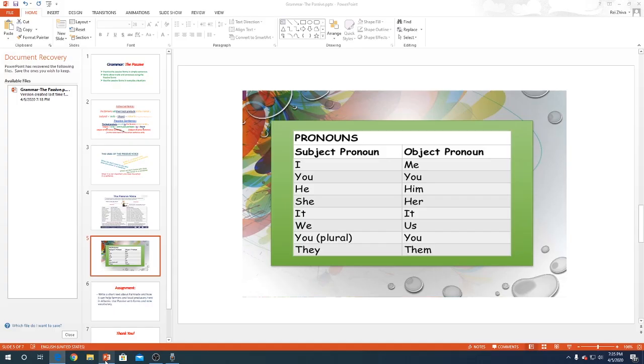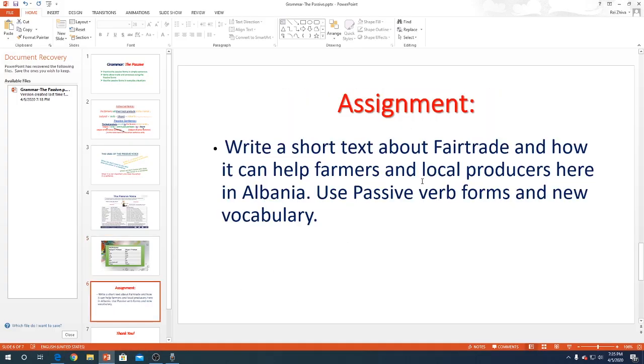As a homework assignment, I'm going to give you to write a short text about fair trade and how it can help farmers and local producers here in Albania. Use passive verb forms and new vocabulary.